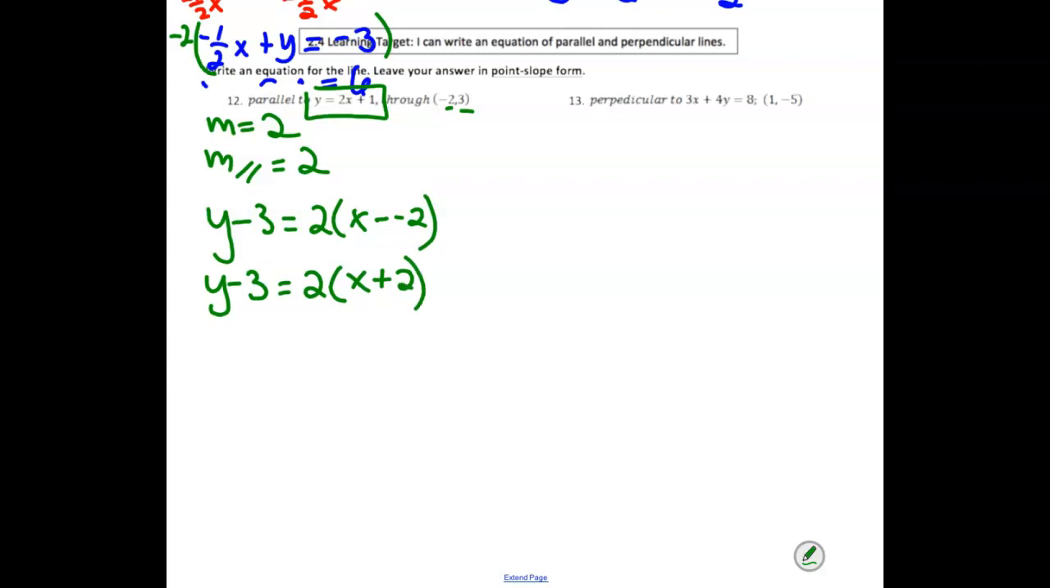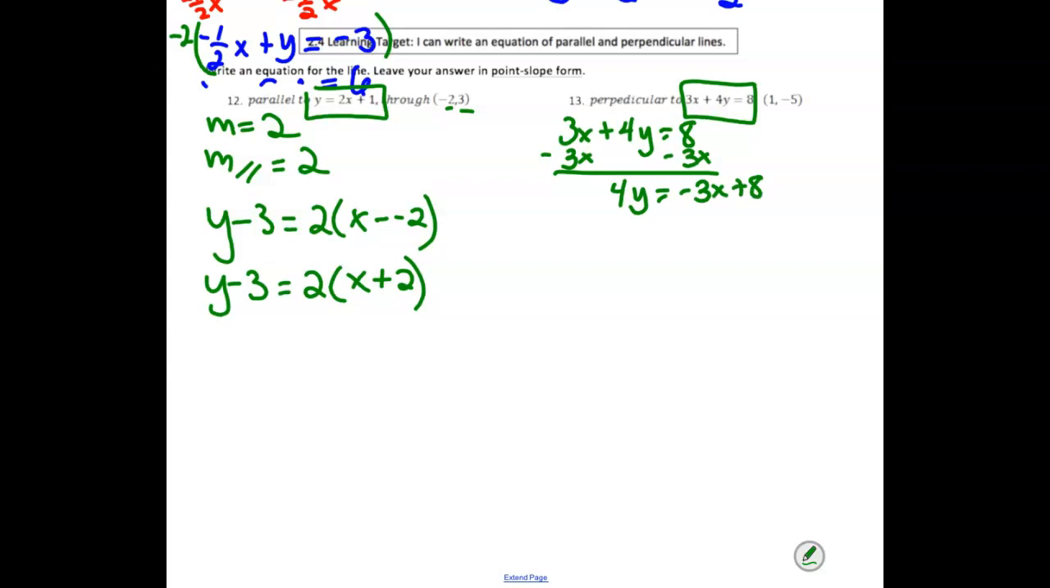All right, question 13 asks us for a line that's perpendicular to this one. Notice that the equation this time is in standard form, so you are going to have to convert it into slope-intercept form in order to identify what the slope is. So we've got 3x plus 4y equals 8. We're going to subtract the x piece to the other side. Then I'm going to divide everything by 4. So we get y equals negative 3/4 x plus 2. 8 divided by 4 would be 2.